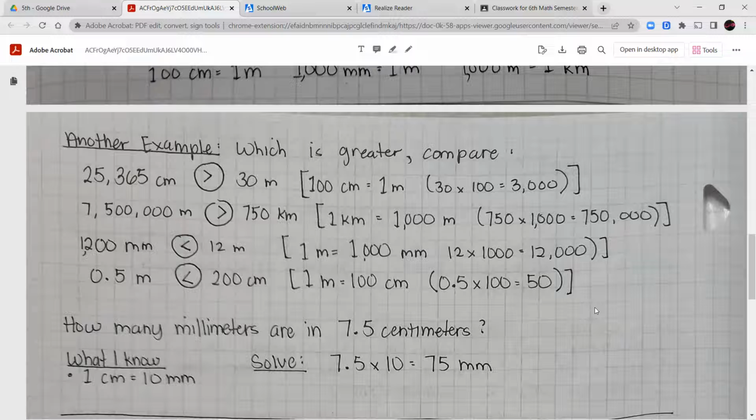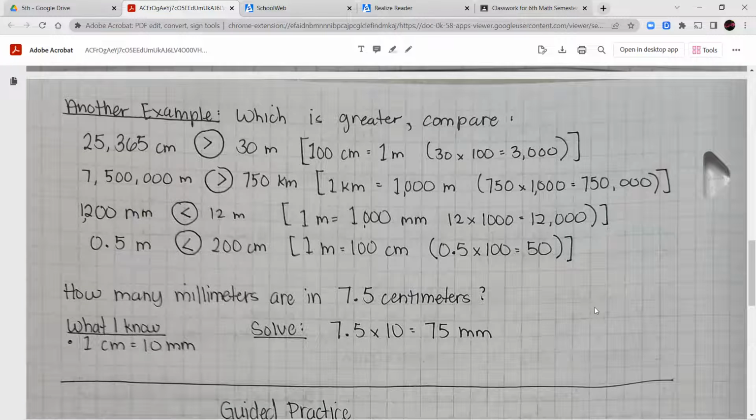And the next example says 0.5 meters, so half a meter, compared to 200 centimeters. Now, if 1 meter is 100 centimeters, half of that is going to be 50. So 50 centimeters compared to 200 centimeters, that tells me that it's going to be less. So 0.5 meters, or half a meter, is going to be less than 200 centimeters.